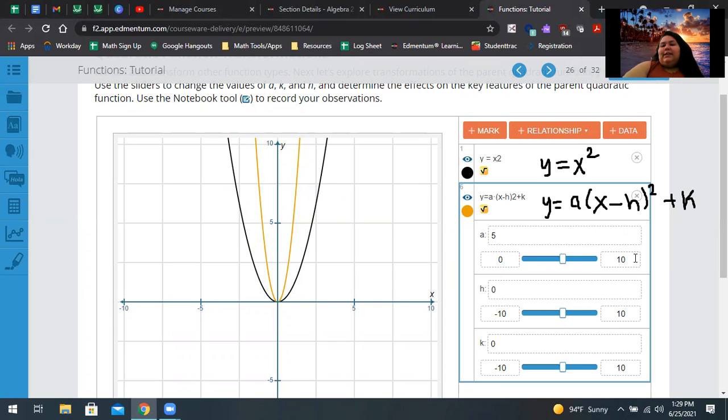What happens if I change this value, instead of 0 to 10, to just 0 to 1? What happens if I move it closer to 0? Look how it's expanding. When A is positive, this is the idea about vertical stretch and vertical compression.